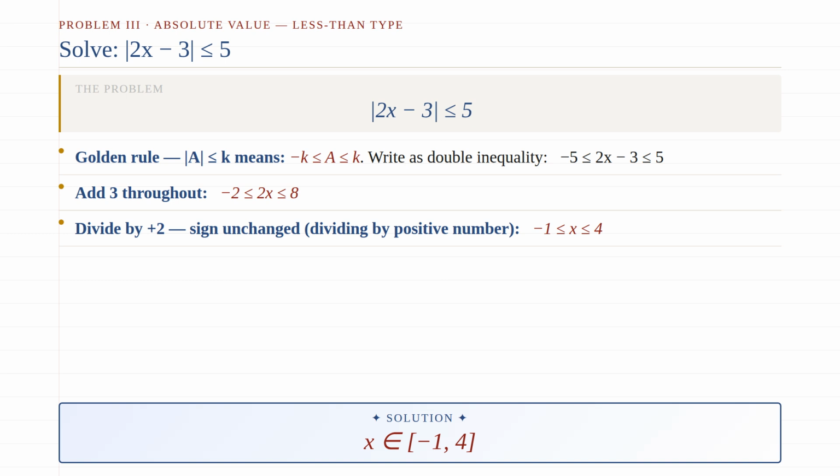Problem 3. The absolute value inequality. When the absolute value of a is less than or equal to k, the golden rule gives us negative k is less than or equal to a, which is less than or equal to k. Adding 3 throughout both sides gives negative 2 less than or equal to 2x less than or equal to 8. Dividing by positive 2, the sign does not reverse, gives negative 1 less than or equal to x less than or equal to 4.